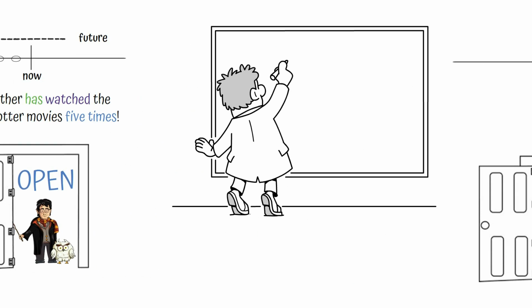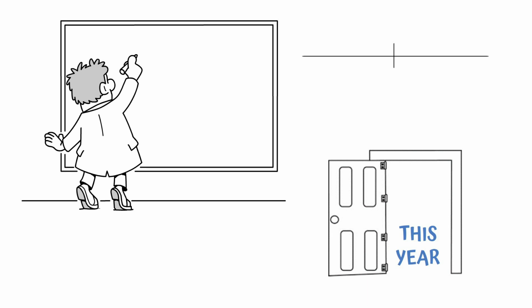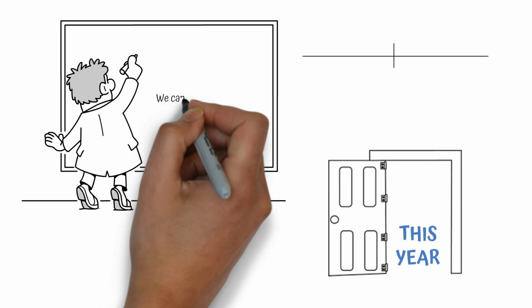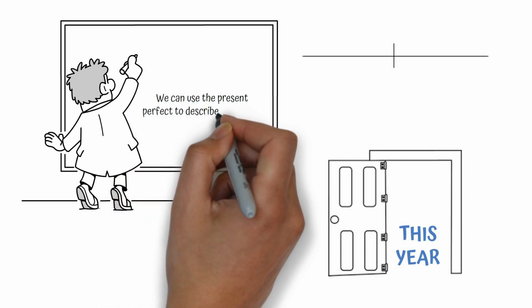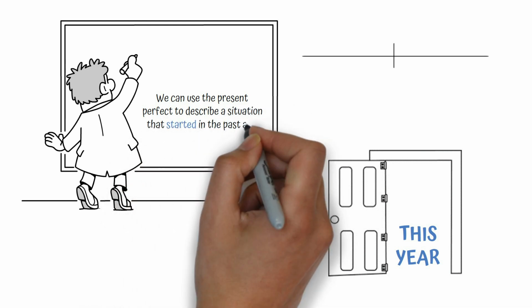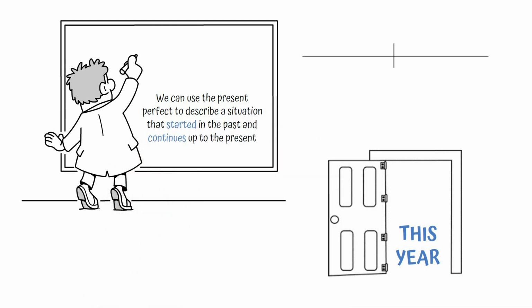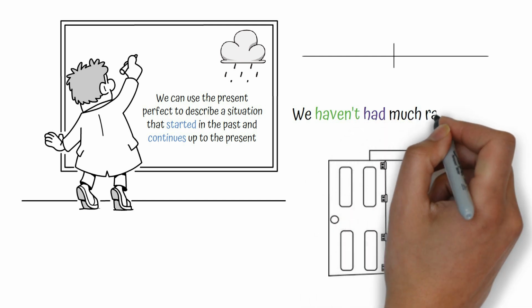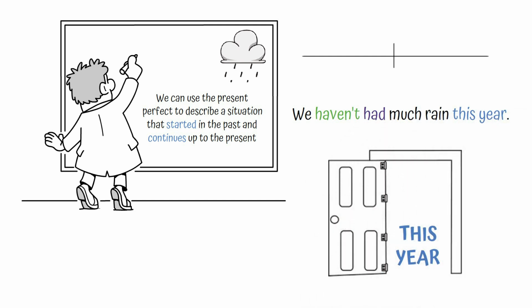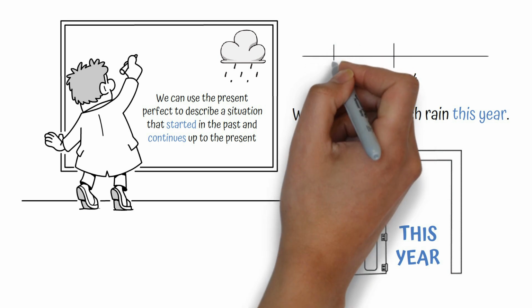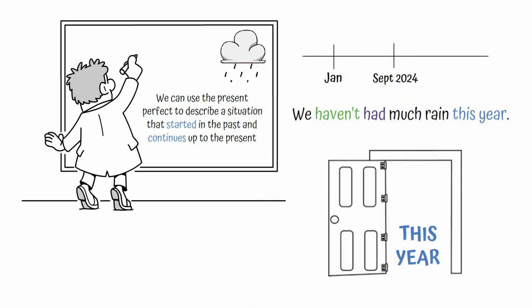Let's look at another example. This year. We can use the present perfect to describe a situation that started in the past and continues up to the present. Let's look at an example with rain. We haven't had much rain this year. Imagine that now is September of the year 2024. The year started back in January.